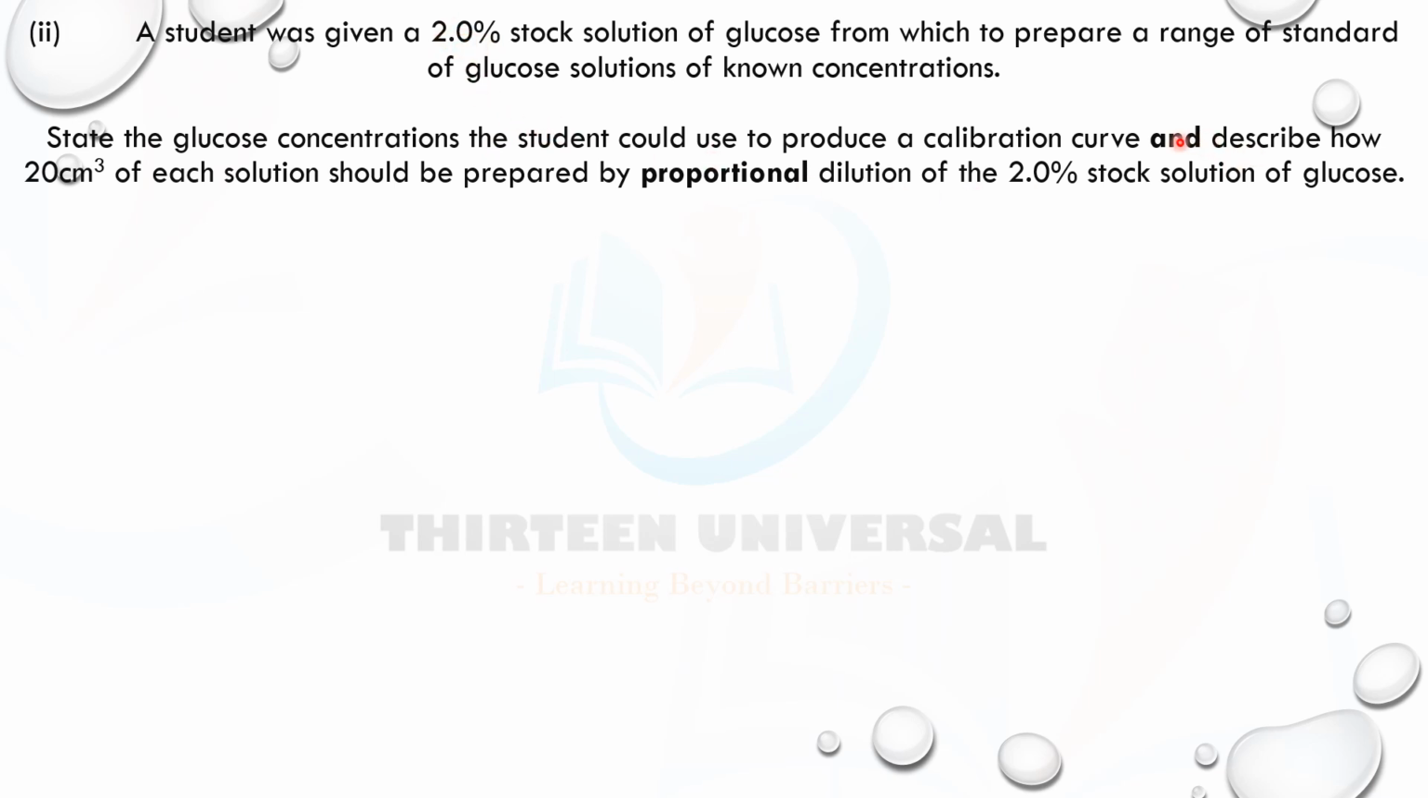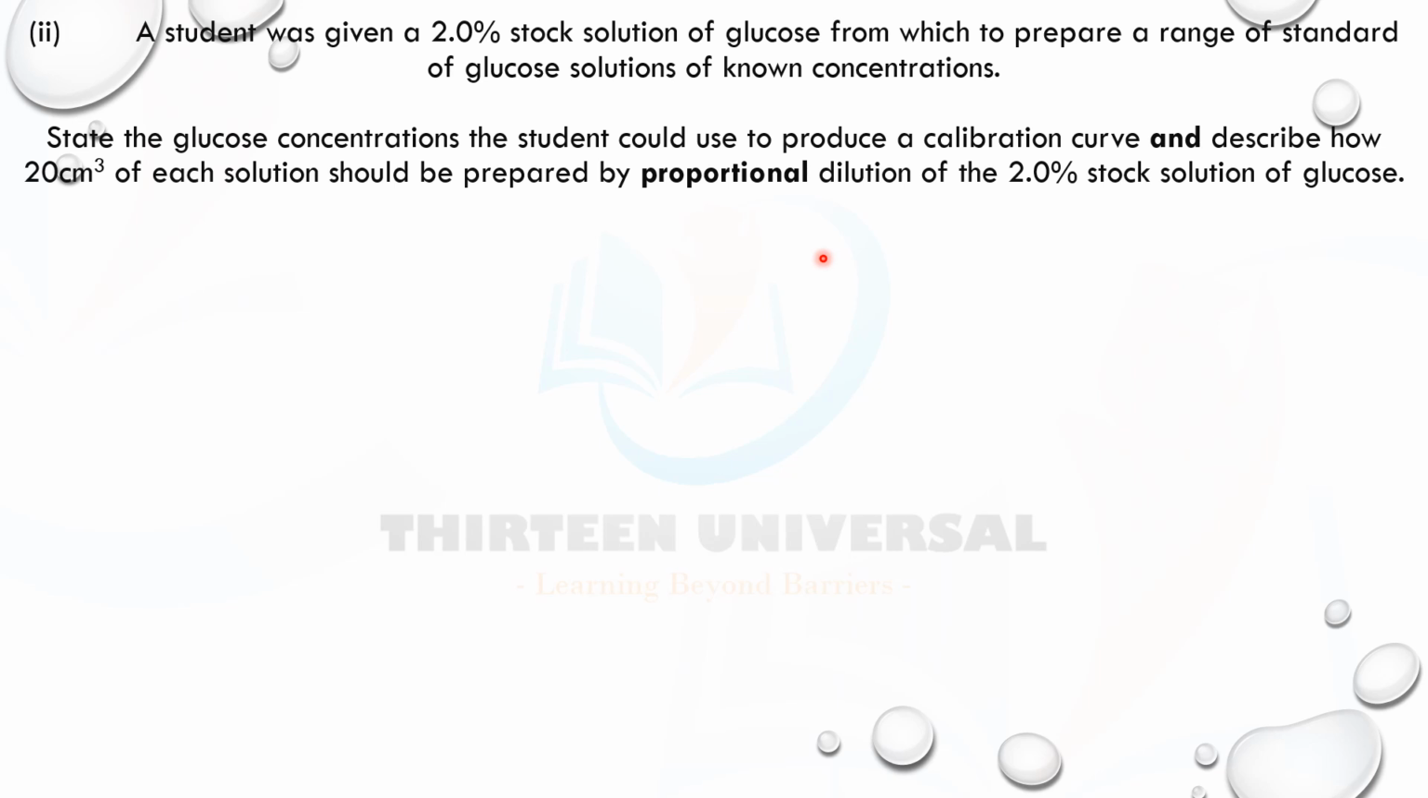And this is embodied. Describe how 20 cm cube of each solution should be prepared by proportional dilution. Proportional dilution is the same thing as simple dilution of the 2.0% stock solution of glucose. So this is asking you for dilution. In our previous videos we've done that, but we'll do it also here.